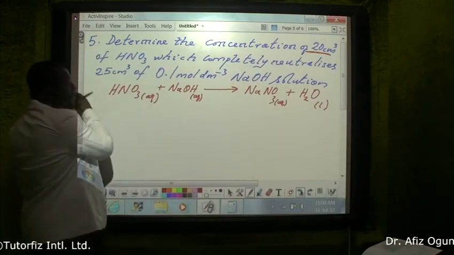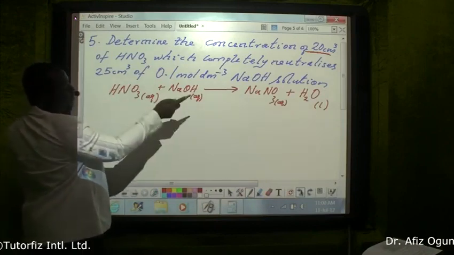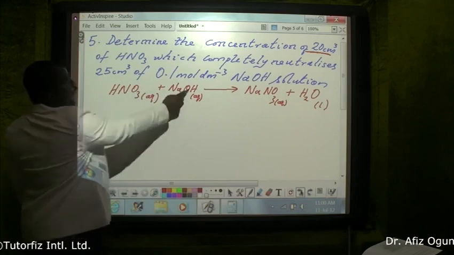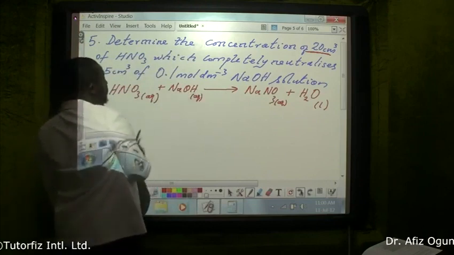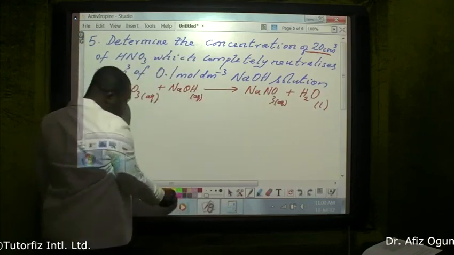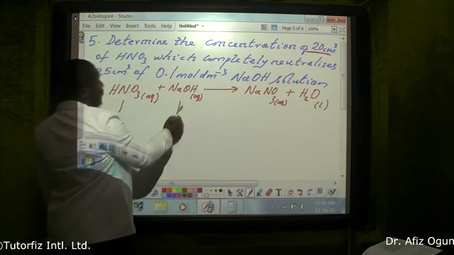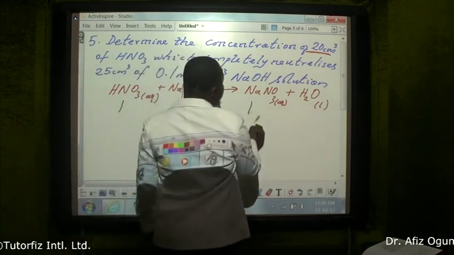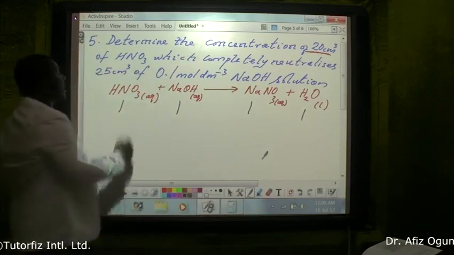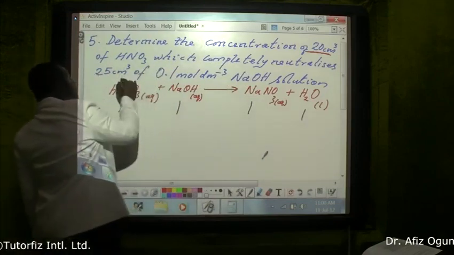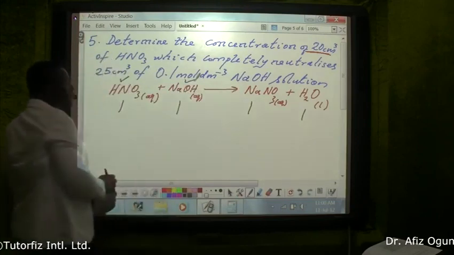First thing you have to do is to balance your equation. Is my equation balanced? How many hydrogen? 1, 2. How many nitrogen? 1, 1. How many oxygen? 3, 4. 3, 4. And how many sodium? 1, 1. Balanced equation. So 1 mole of nitric acid will always react with 1 mole of sodium hydroxide to give 1 mole of sodium nitrate and 1 mole of liquid water. But I'm not interested in all the other things there. I'm only interested in what I'm looking for here and what I am given here. The other things, I forget about them.